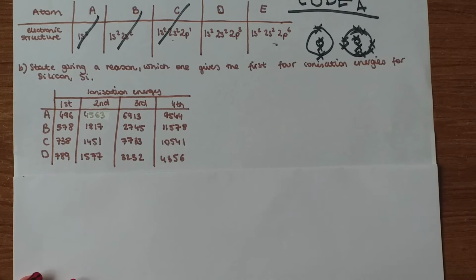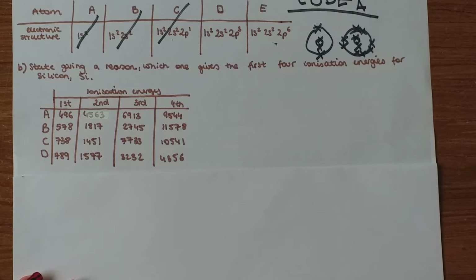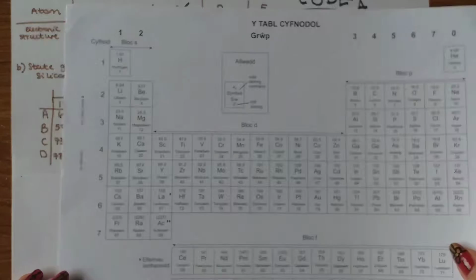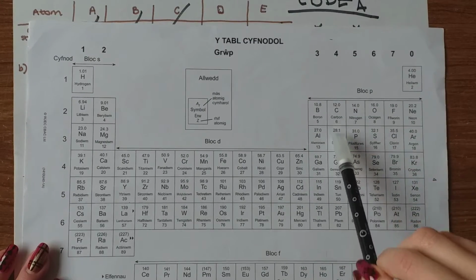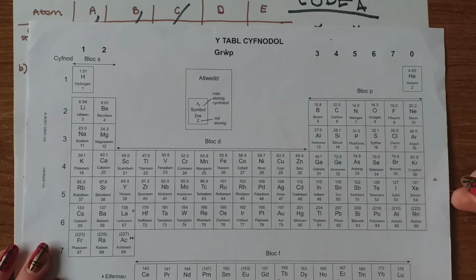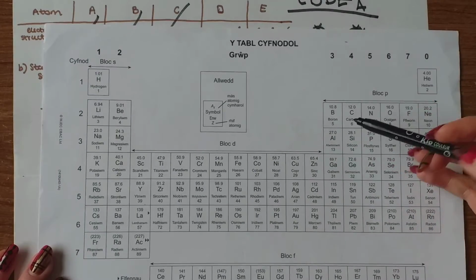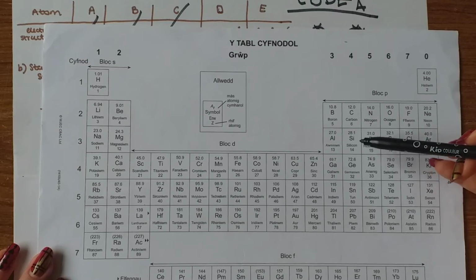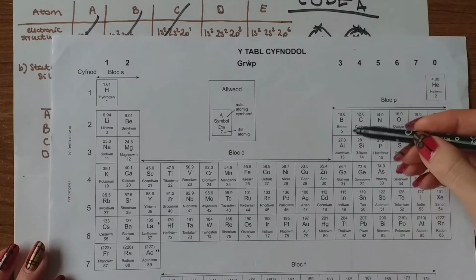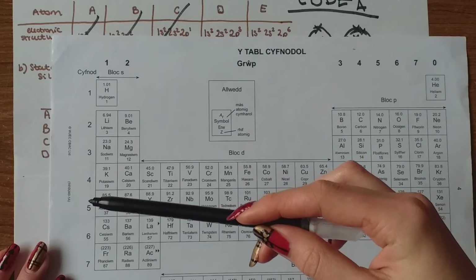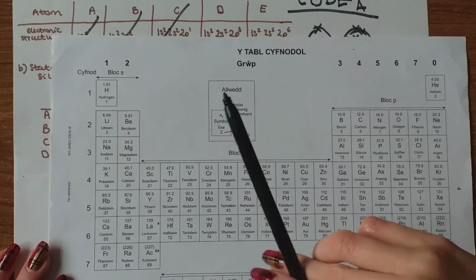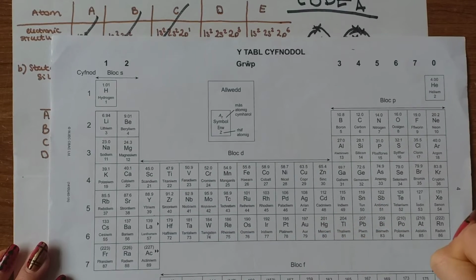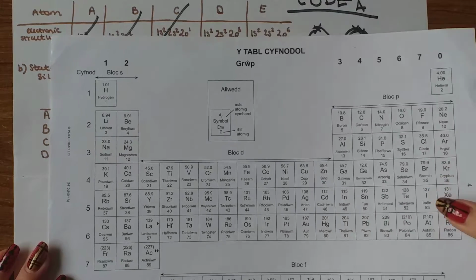Okay, the next part says, state, giving a reason, which one gives the first 4 ionization energies for silicon. For this question, you will need a periodic table because you've got to have a look where silicon is. And we've got it right here. It's in the 4th group, which means it has 4 outer electrons. So after the first 4 ionization energies, the 5th ionization energy would be removing an electron from a full shell with less shielding and greater attraction from the nucleus.